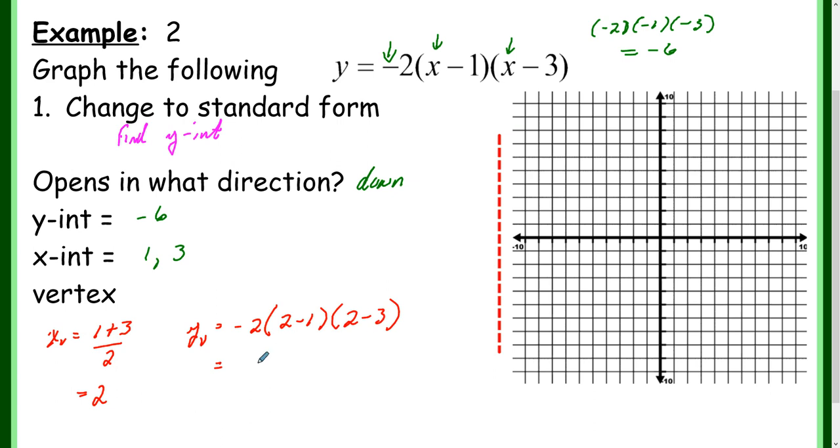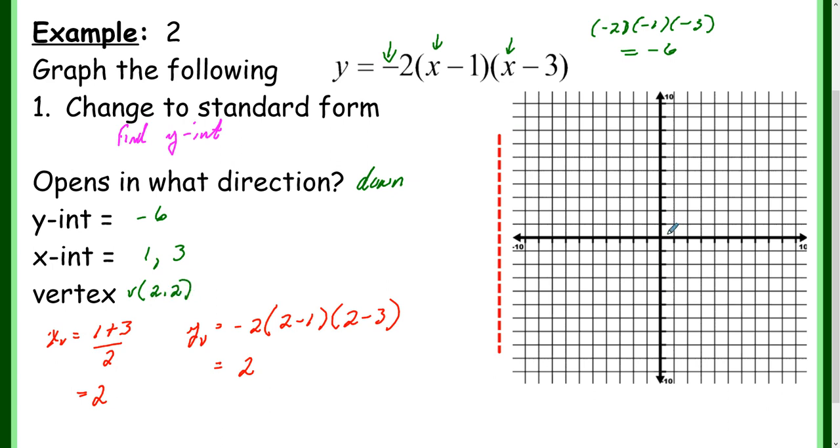Which should give us 2. So this is going to be 1. This is going to be -1. So 1 times -1 is going to give us -1 times -2, which is going to give us +2. So therefore our vertex is going to be at 2 and 2.